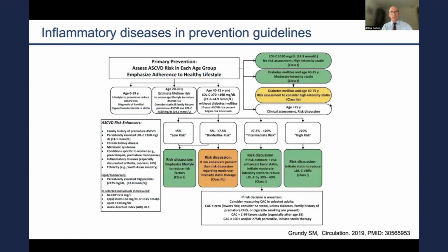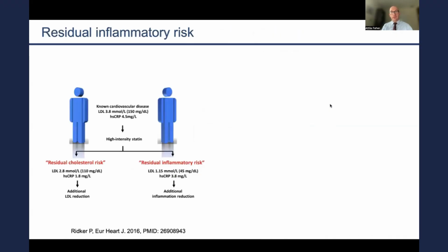When it comes to prevention guidelines, the newest U.S. prevention guidelines published in 2019 highlight the role of inflammatory diseases such as rheumatoid arthritis or psoriasis as ASCVD risk enhancers. So it's more and more recognized now that these diseases indeed present cardiovascular risk. And this is nicely coined by Dr. Whitaker, the residual inflammatory risk.